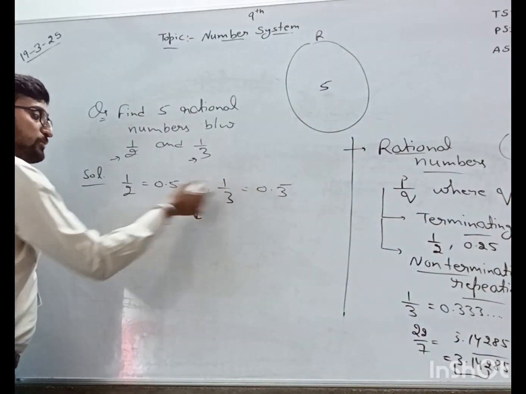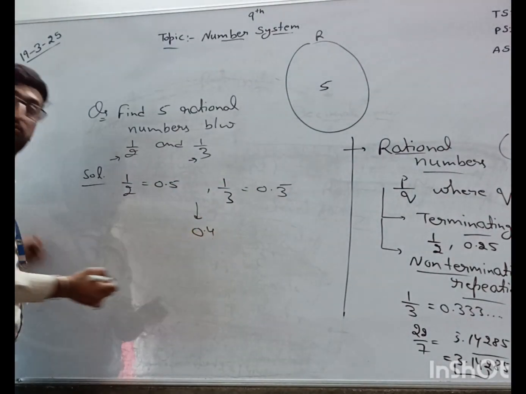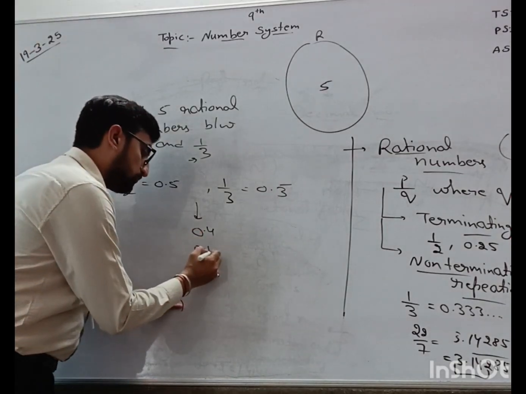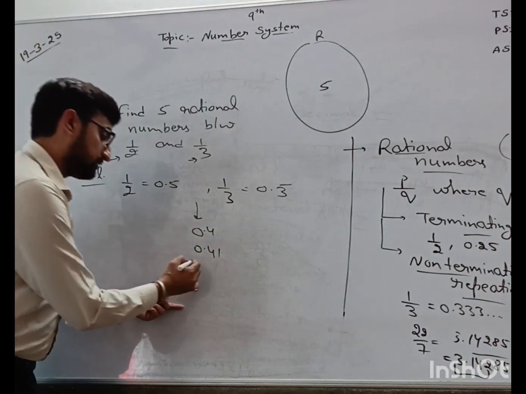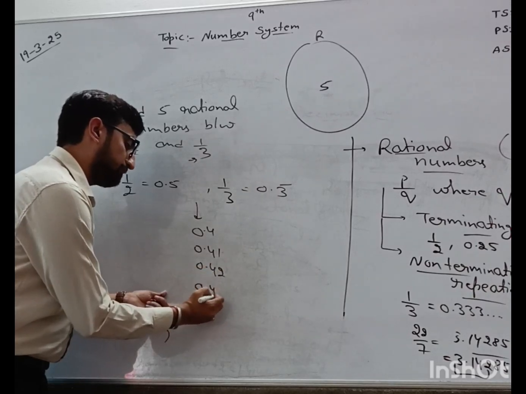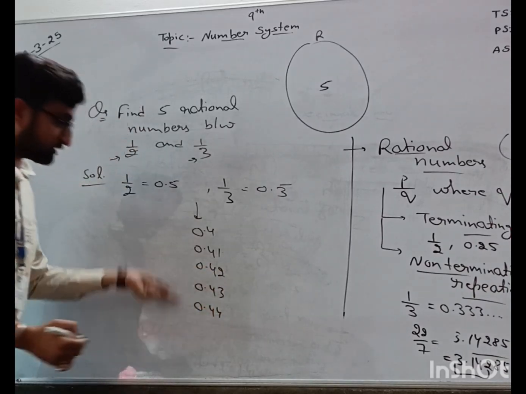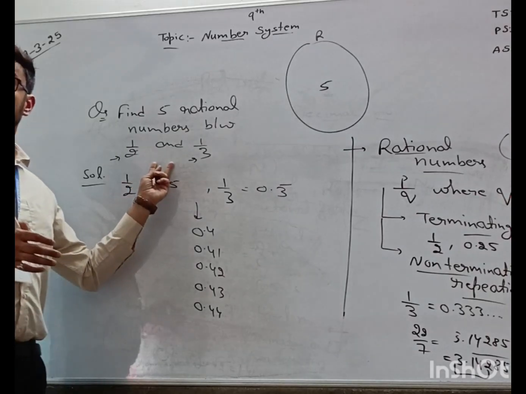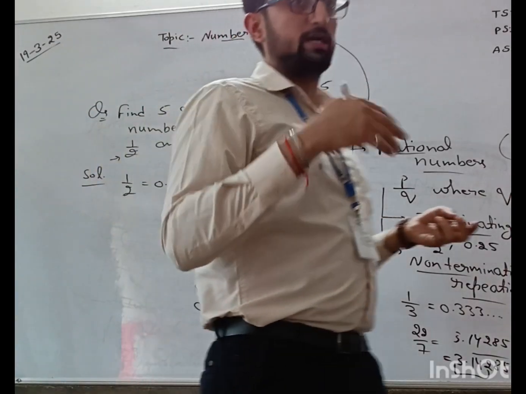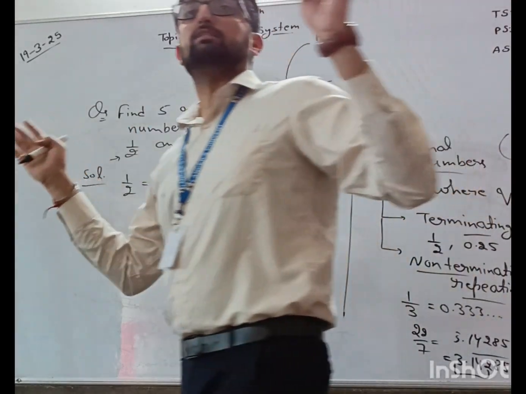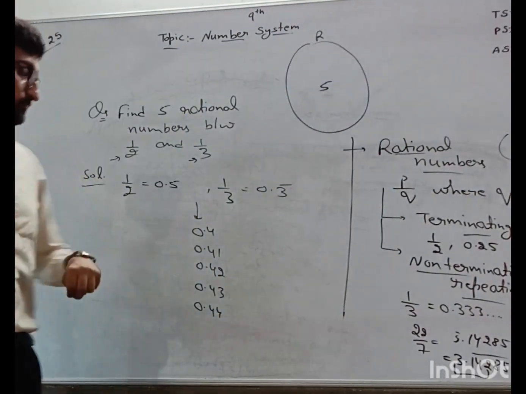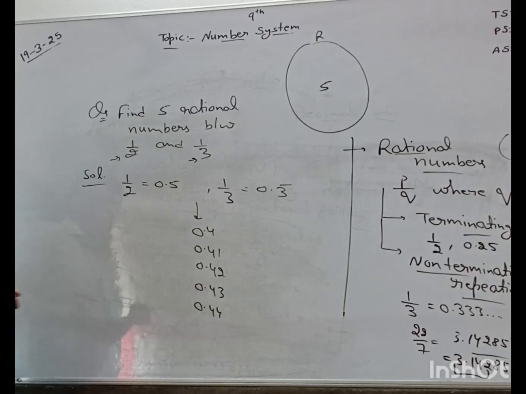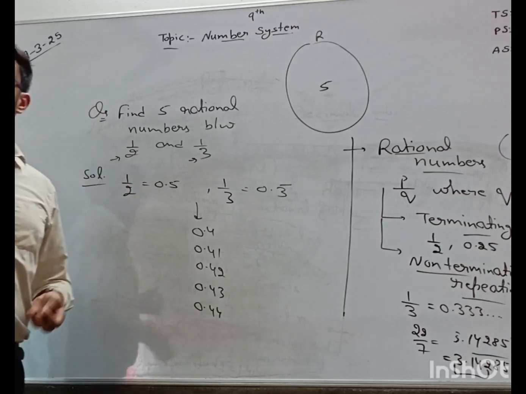So I simply took 0.4. This 0.4 is a rational number. 0.41 again a rational number. 0.42, 0.43, 0.44. So that is how we can write infinite rational numbers between two rational numbers. From this you can infer that we have infinite rational numbers between two rational numbers. Similarly, we have infinite irrational numbers between two rational numbers. So that is how we are going to solve these questions.